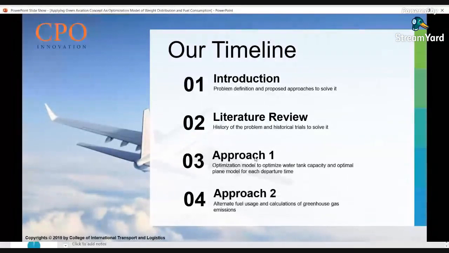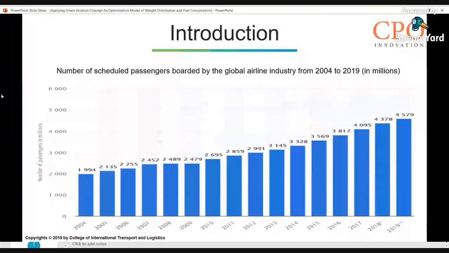Then we'll be presenting two different approaches. We'll be applying these approaches, a mass model and the effect of biodiesel, different factors, on a real-life case study applied on a real-life company called Egypt Air. So let's start this off with a simple introduction.